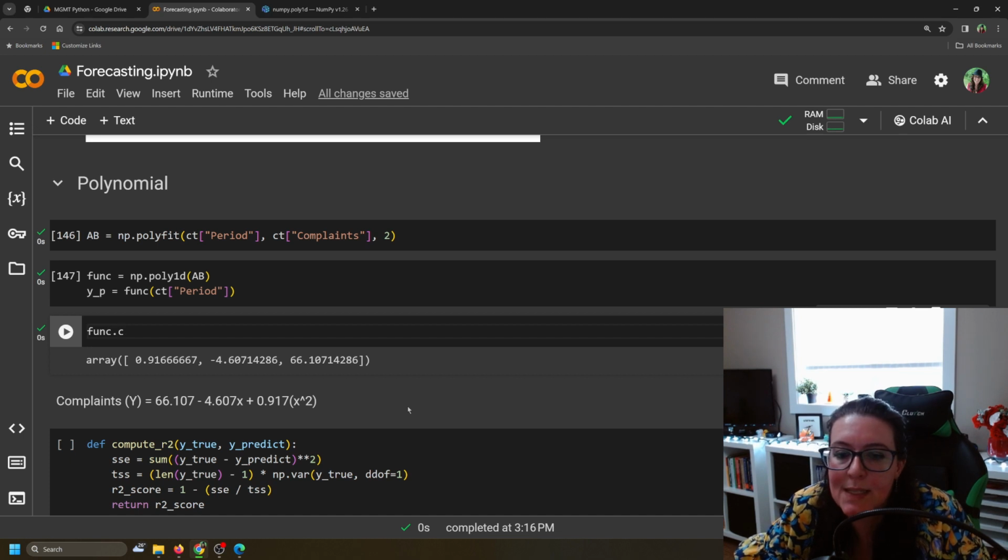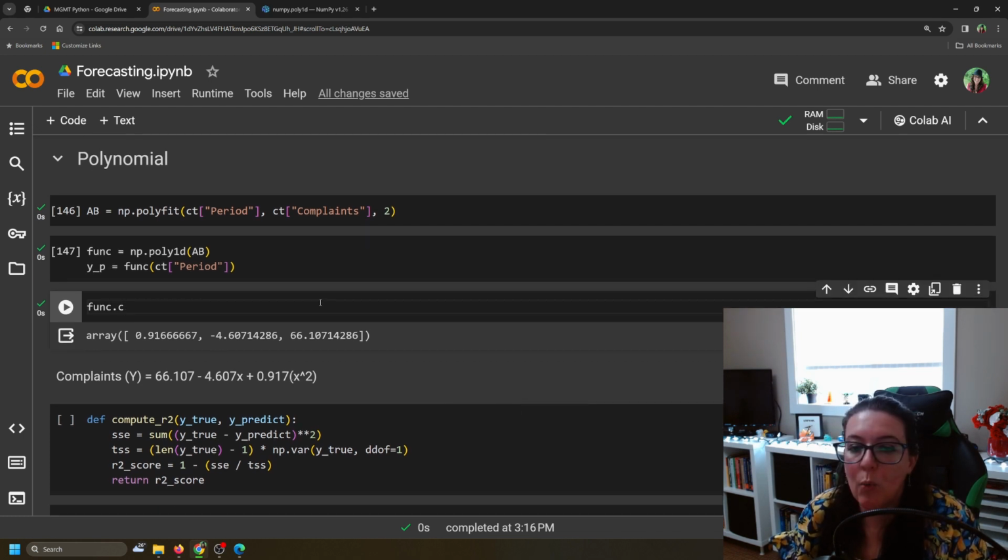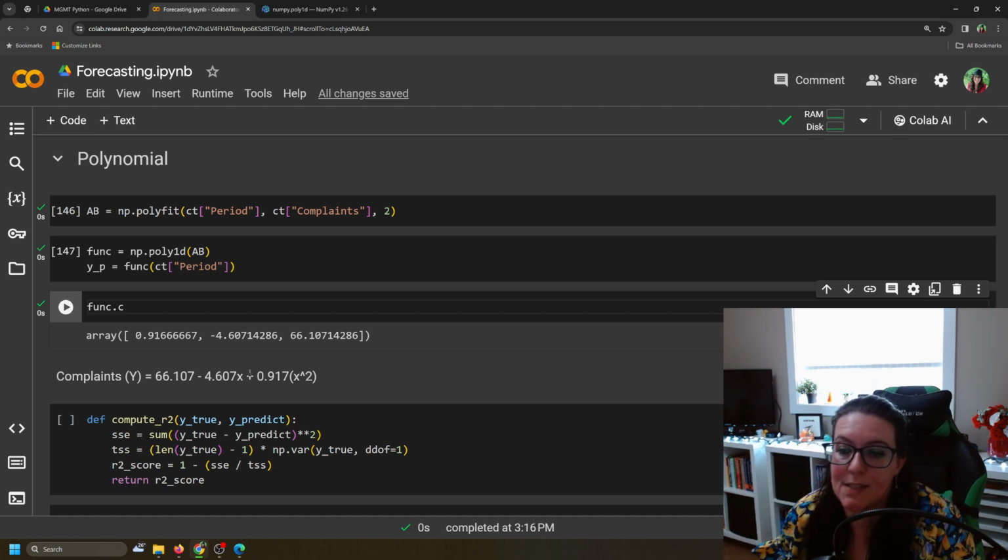So what this means then is that our graph, when we look at it, is going to go down, then it's going to go up. It's going to start here at 66, it's going to go down, and then it's going to go up. Now, we want to know how well this formula we've just created fits.